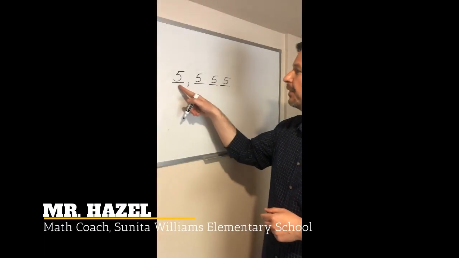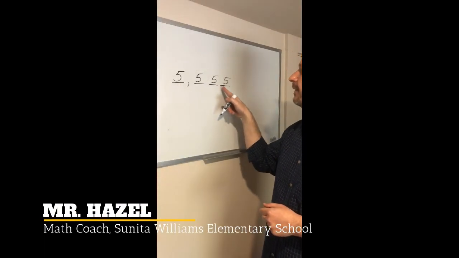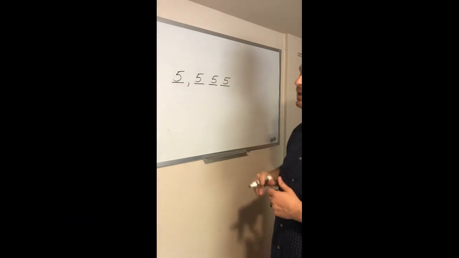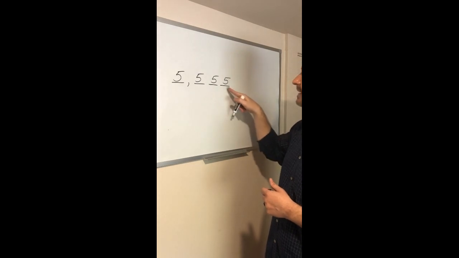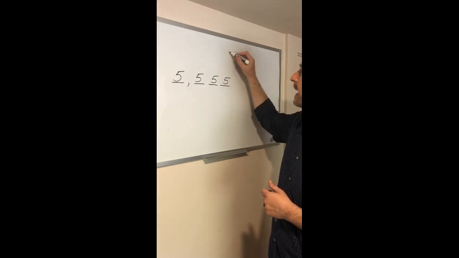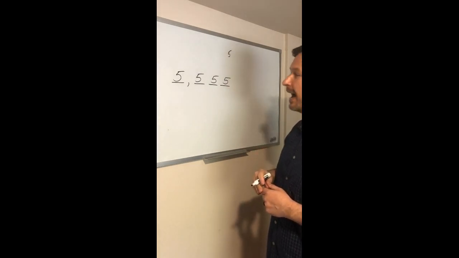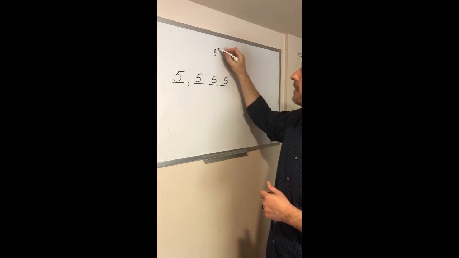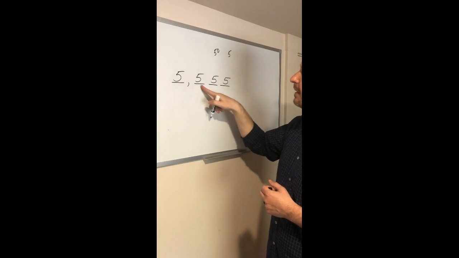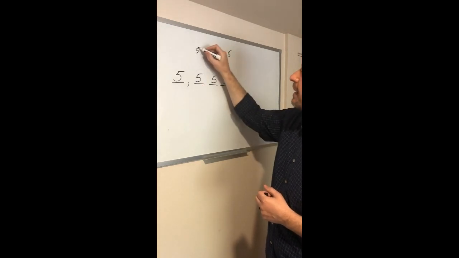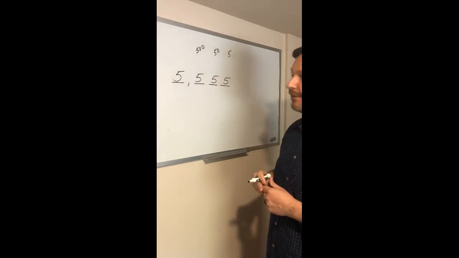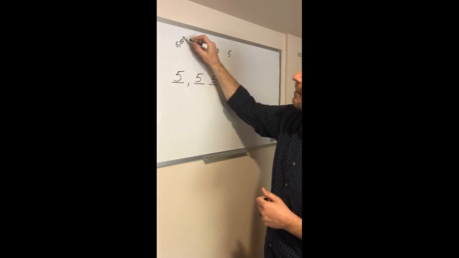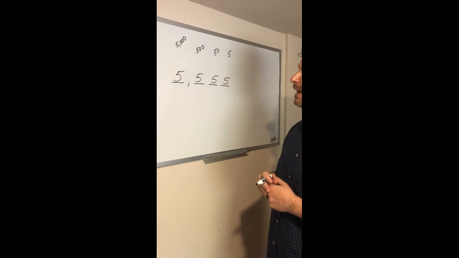Let's talk about this number, 5,555. I noticed that they're all the same digit, but each digit has a different value. For example, this 5 is in the 1 spot, so its value is 5. This 5 is in the tens spot, so that value is 50. This 5 is in the hundreds spot, so its value is 500. And this 5 is in the thousands place, so its value is 5,000.